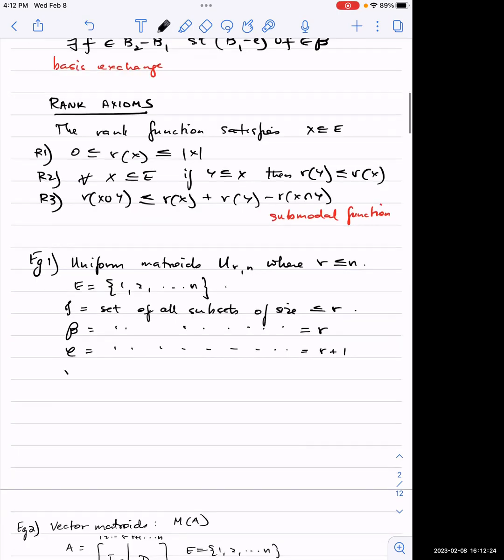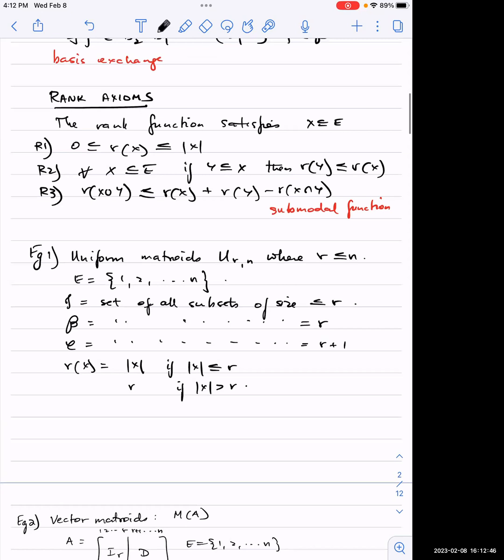And what would be the rank? The rank of X would be just the size of X if the size of X is less than or equal to R, and just the rank of M if the size of X is strictly greater than R. And the rank of M is just R here.